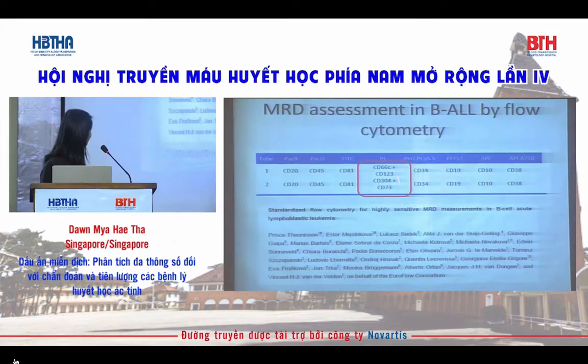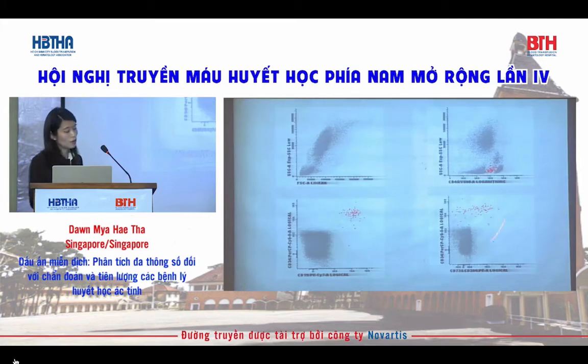This is just an example of MRD panel for B acute lymphoblastic leukemia by Euroflow group. So here we can see there are 8 fluorescent channels used, and 7 channels are occupied by the backbone markers and B maturation markers. And this Euroflow MRD panel is successfully reproduced in our laboratory with almost similar sensitivity, where abnormal B lymphoblastic leukemia cells are identified at a very low level.